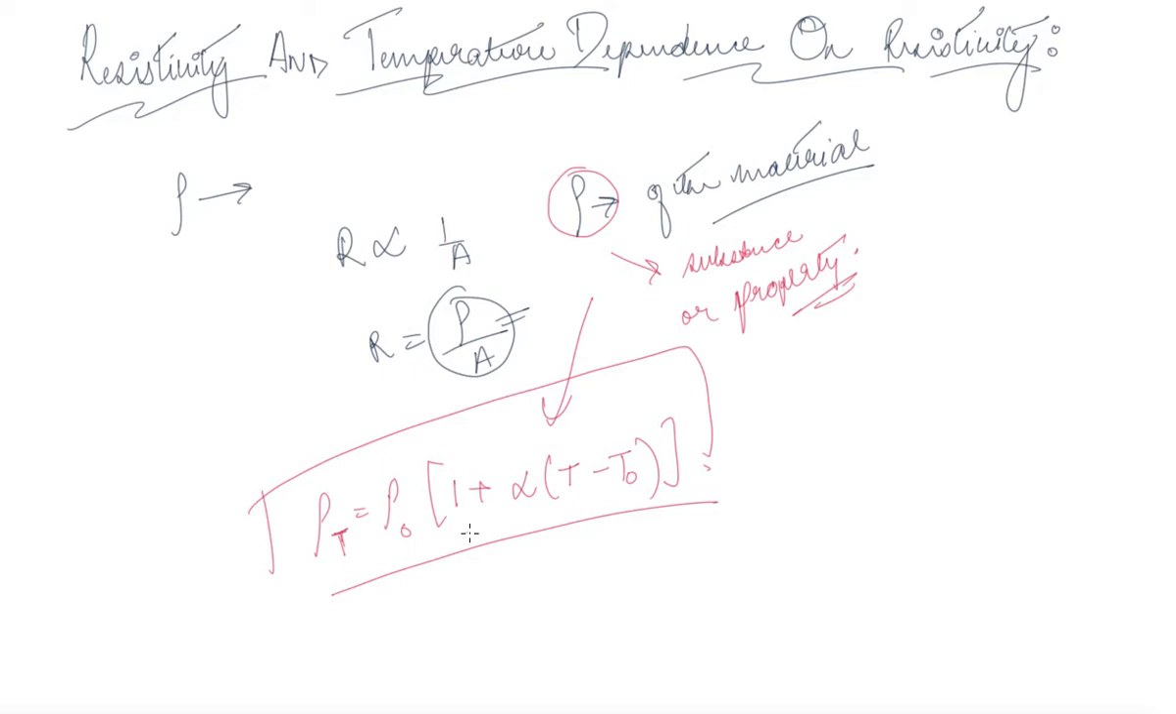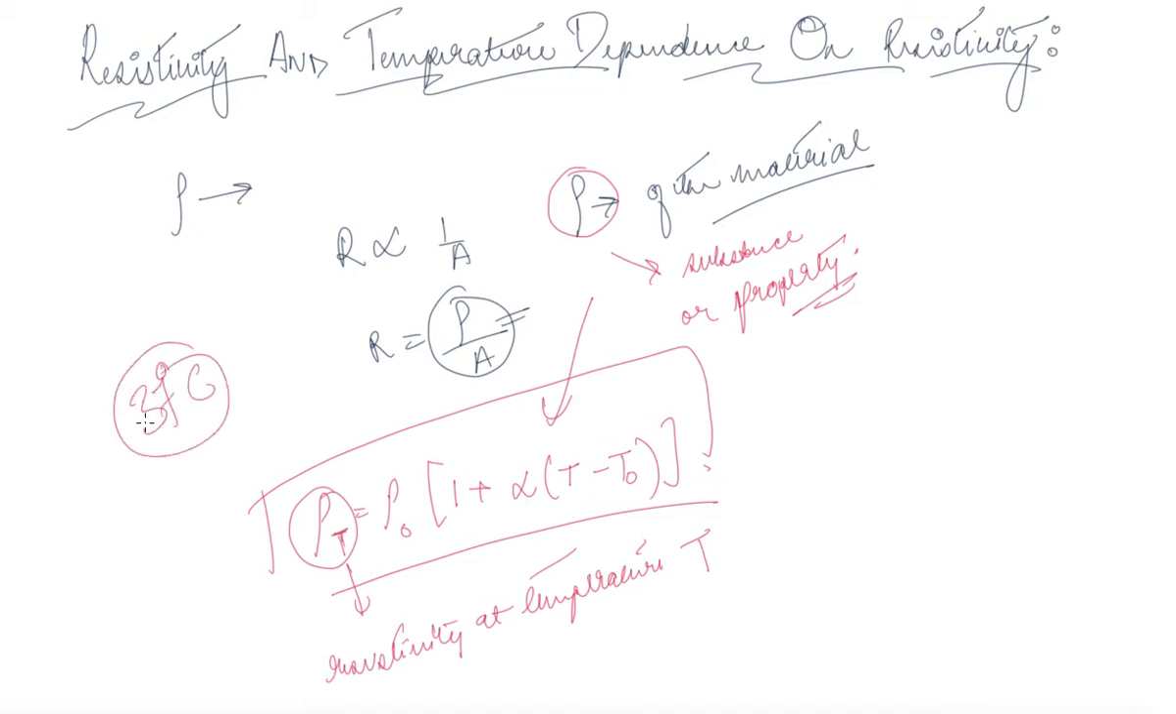Now let's define the individual terms. If you want to define rho T, it is the resistivity at a temperature T. Say suppose what is the resistivity at 37 degrees Celsius. So T is equal to 37 degrees Celsius. So resistivity at 37 degrees Celsius is given by this rho naught upon 1 plus alpha into 37 minus T naught. So this is what the resistivity at a temperature actually means.